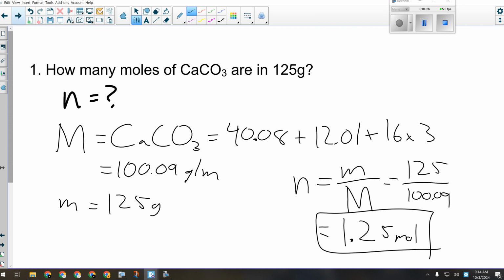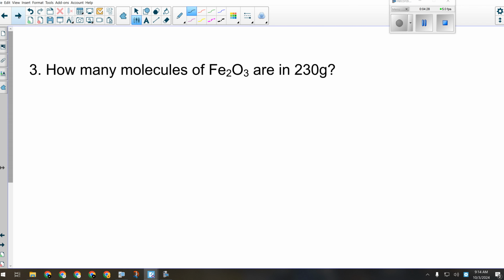All right, for number 3. We're looking for how many molecules. What did I say would come into play as soon as you saw the word molecules? Avogadro's number. We know we're going to be using Avogadro's number in one of 2 ways, because the only 2 ways we use it is we either multiply by it or we divide by it. What are we going to use it for in this question? Multiply in this question.